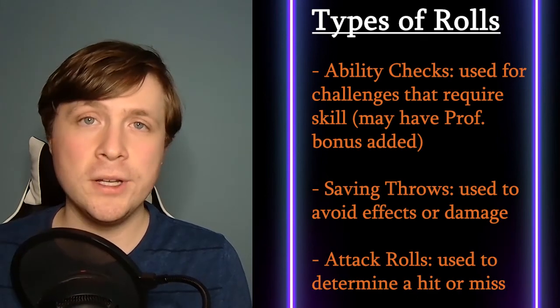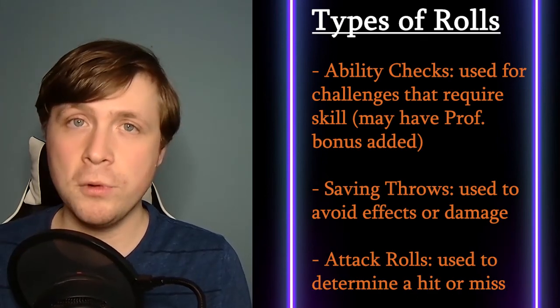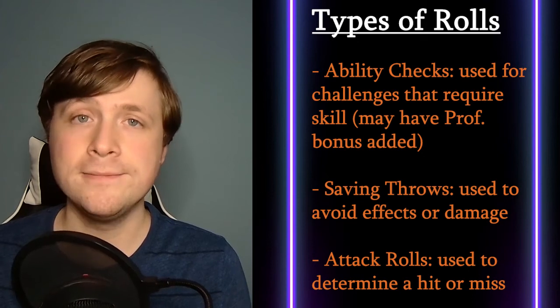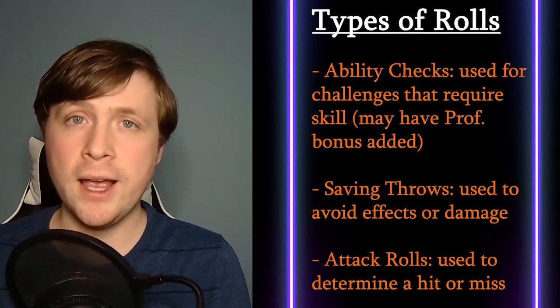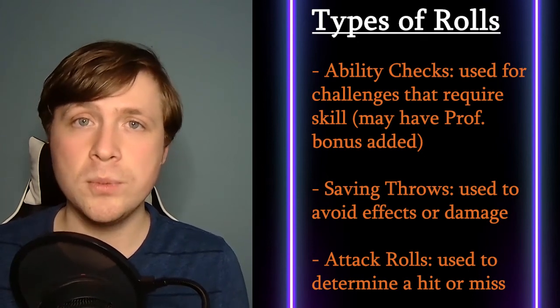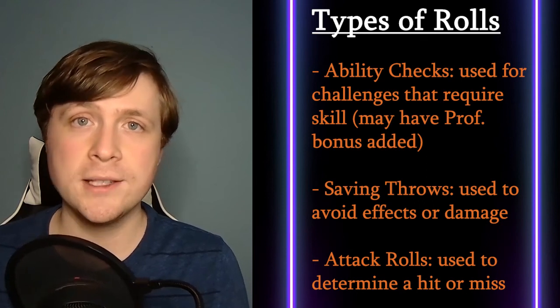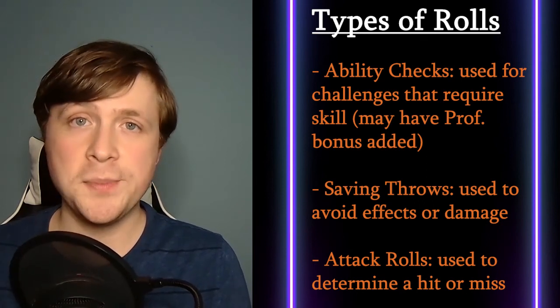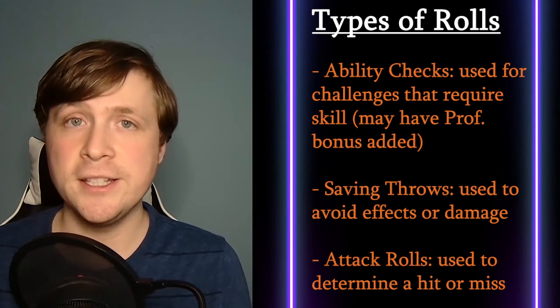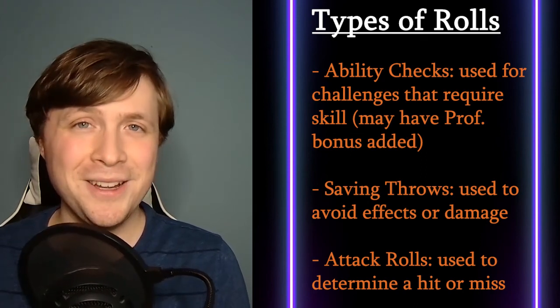Lastly, an attack roll is to see if we hit a target with a weapon or a spell. Note that spells will say if the target has to make a saving throw or if it's simply an attack roll against their armor class to hit. This armor class is a special DC determined by the DM, but they might not tell you what it is.